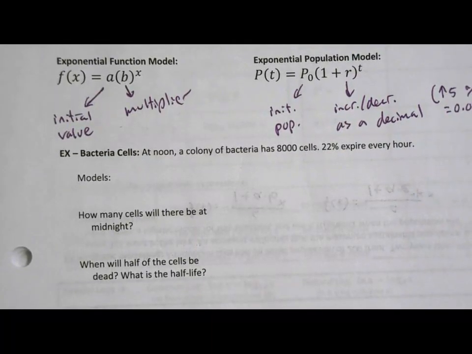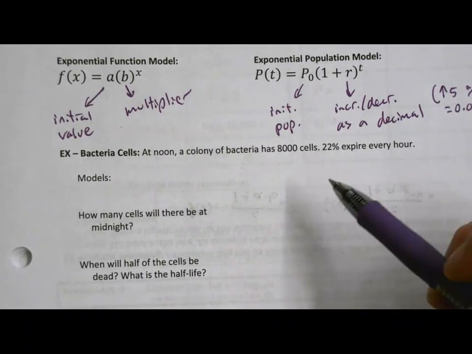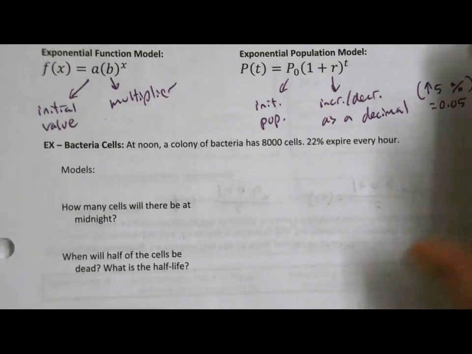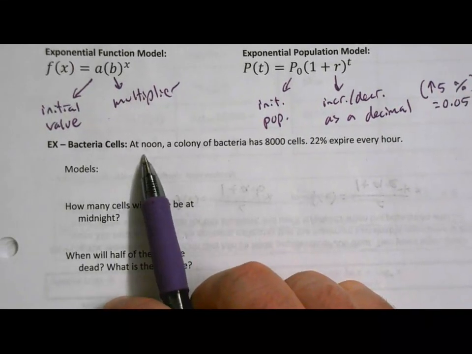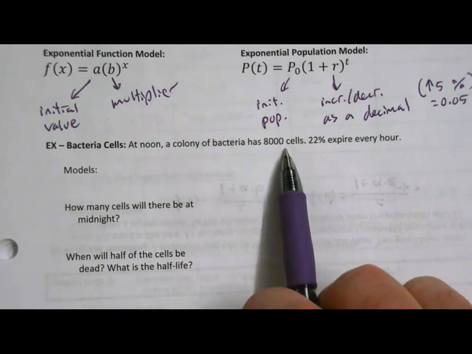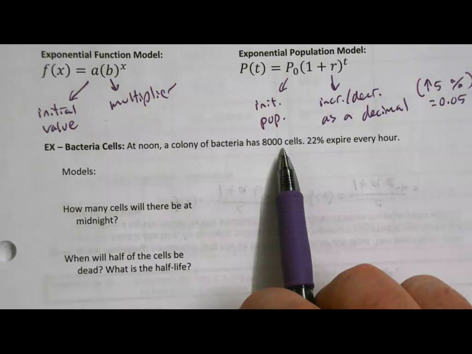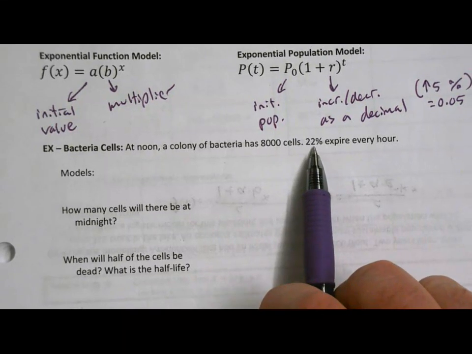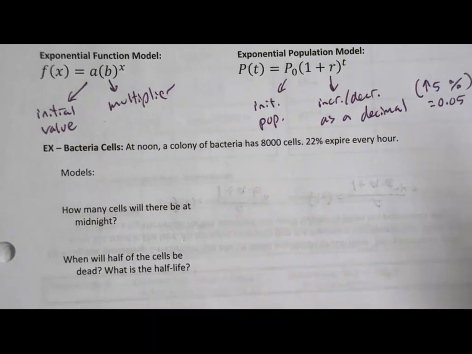So we got these bacteria cells. They're bad bacteria cells, by the way. Not the good, healthy ones that live in our gut. These are bad ones. And we've got them in a lab, and we've got a colony growing. And there's 8,000 cells at the beginning, and then 22% of them are going to die off every hour. We might be spraying them with some new kind of antibacterial spray or something like that. So let's model what this thing's going to look like.